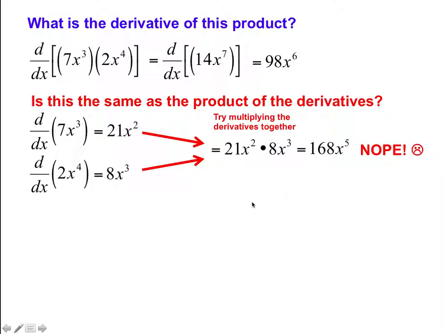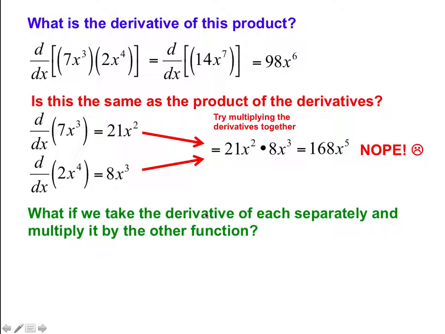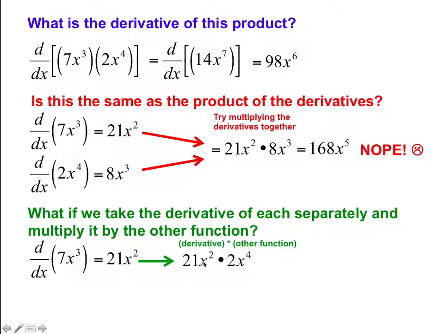But there is something I can do. And it's taking the derivative of each one of those expressions separately and then multiplying it by the other function, which sounds a little confusing. Let's just step through it. So we start by taking the derivative of the first. I'm going to call this 7x cubed the first expression, and I'm going to call 2x to the 4th the second expression. So we're going to take the derivative of the first, and that's our 21x squared. And I'm going to multiply that times the second. So I'm going to multiply this by 2x to the 4th.